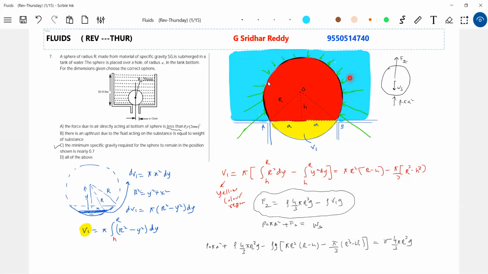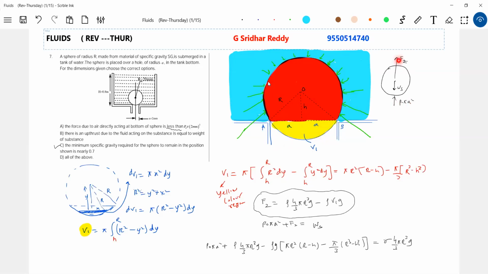Net force by the liquid on the sphere should be vertically up. We'll agree this should be vertically up. Then the weight of the solid will act. And here the air will exert a force. So what is the effective area? P naught pi a square.